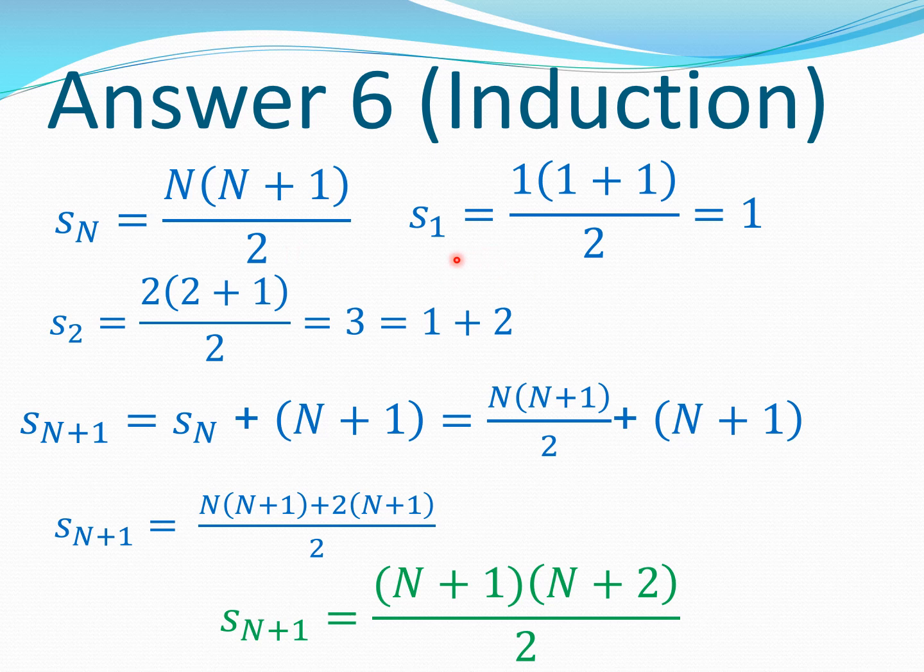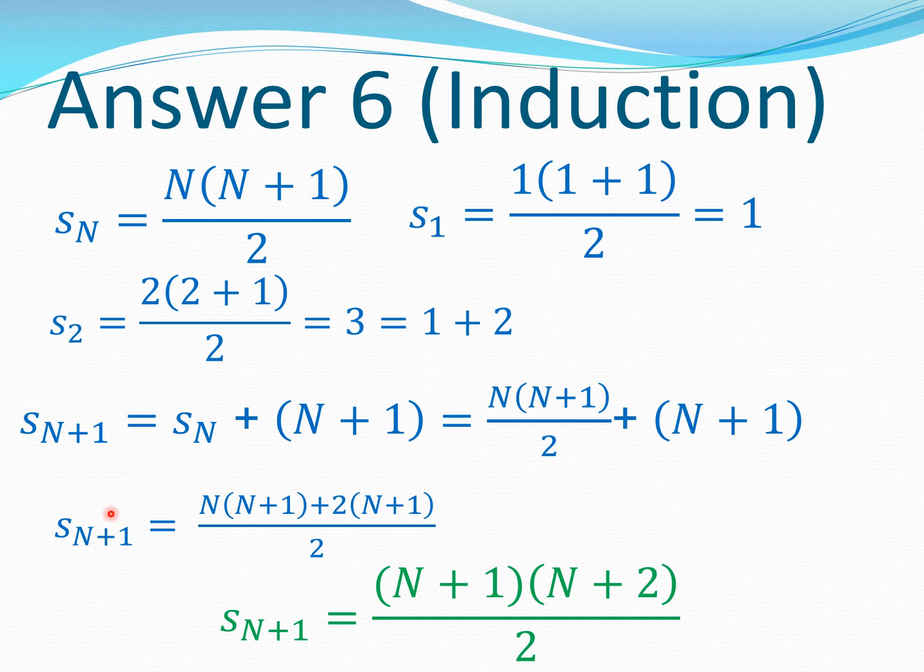So if I take S1, I put n is 1 here, I get 1 into 2 by 2, which gives me 1. That of course is true, because if I only had one term, the sum would be 1. If I took two terms, I get 2 into 3 by 2, which is 3, which of course is 1 plus 2. That is also correct. So essentially I verified this formula for the case n is 1 and n is 2.